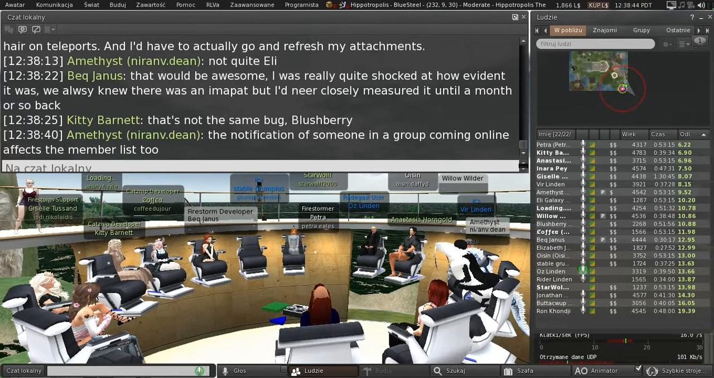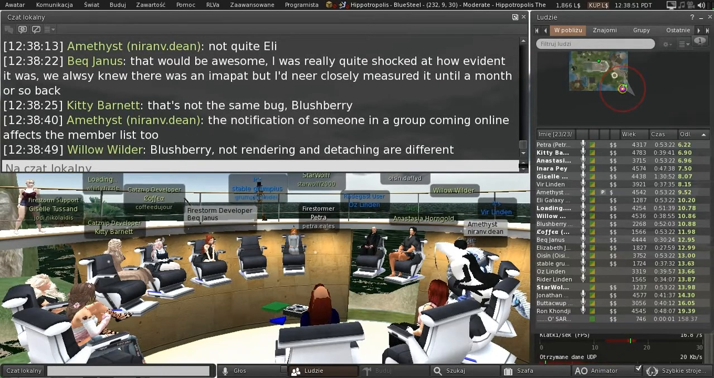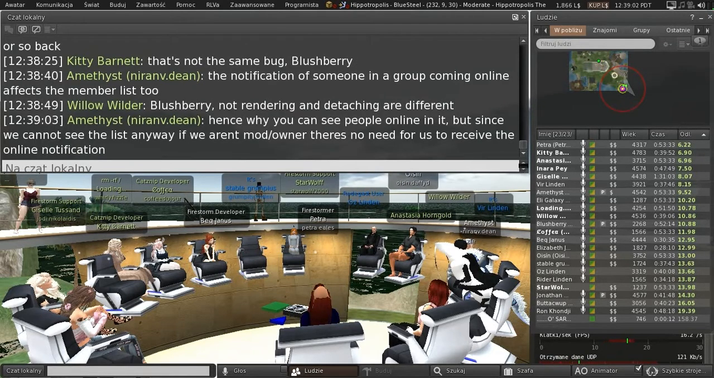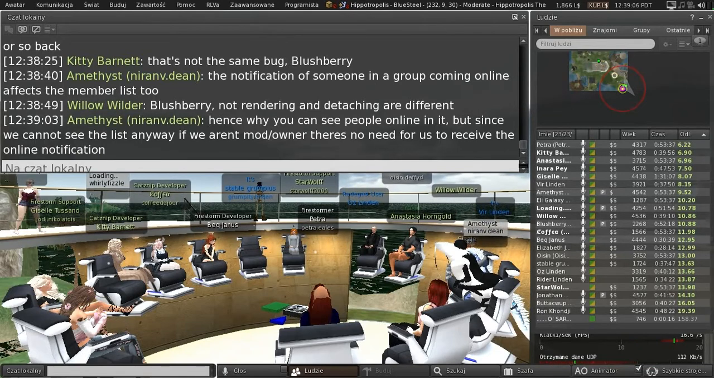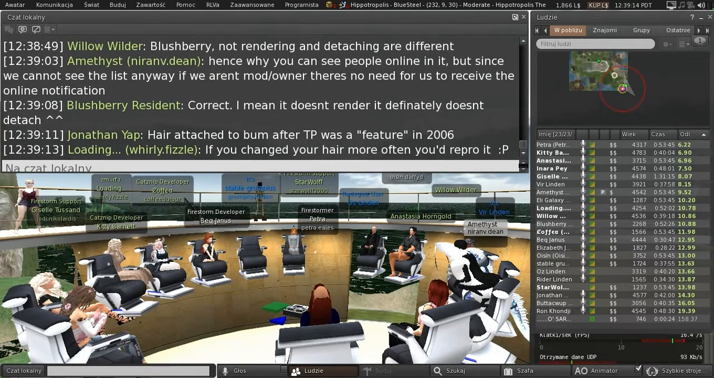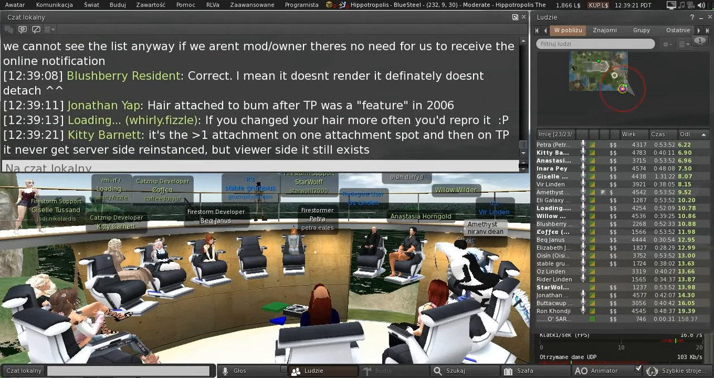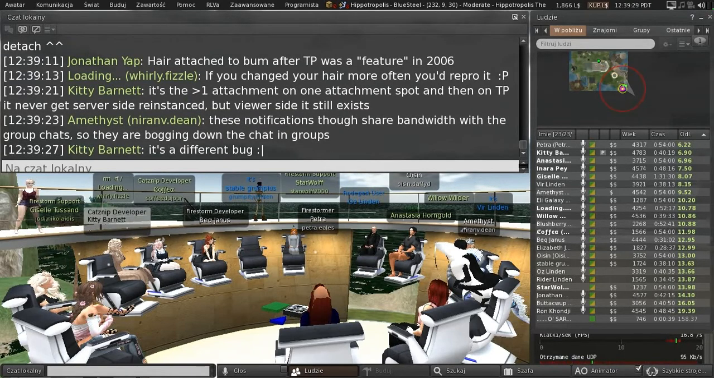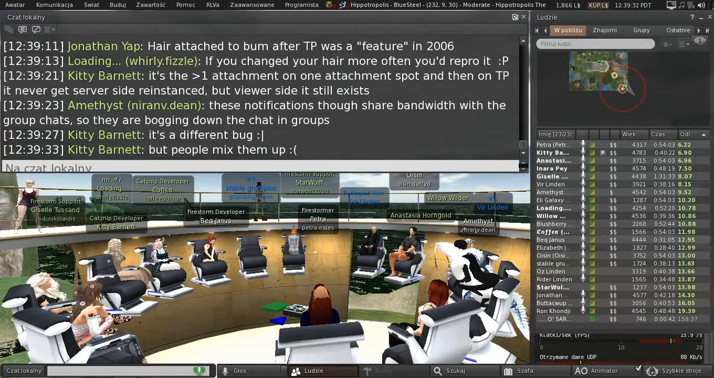Losing your hair on teleports. That's a new one on me. That's entirely possible, really. There you go.